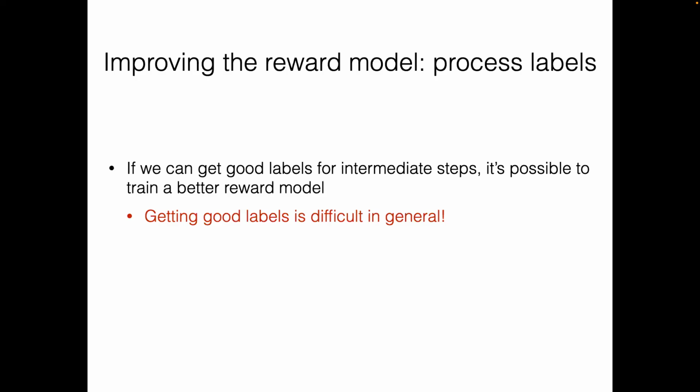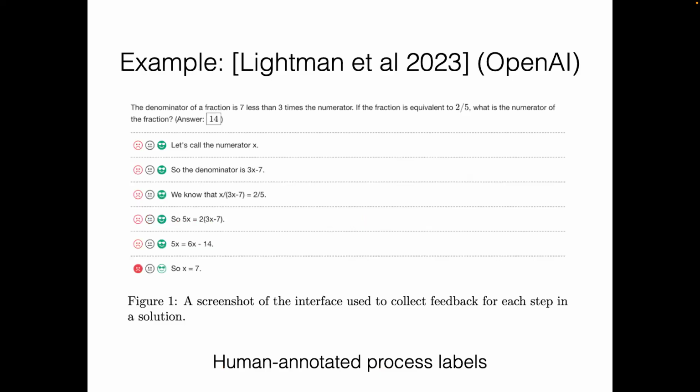Now, if you think about math problems, it's going to be kind of difficult to automatically collect these labels of whether a step in the solution is incorrect. But basically OpenAI did this, so they got humans to label the mistakes. These are called process labels, whereas the other type is outcome labels.